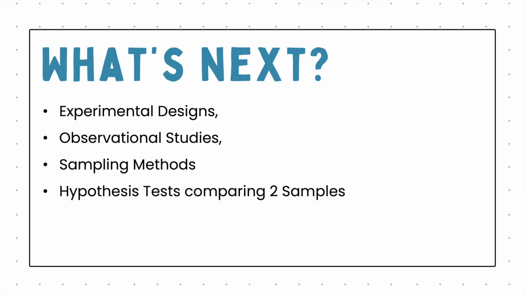All right, so in the next couple of lessons, to finish out the rest of this unit, we're going to go into experimental design and talk about some differences between experiments and observational studies. We'll look at different types of experiments and some sampling methods, and then move on to hypothesis tests with two samples.